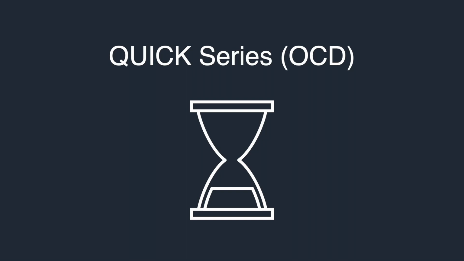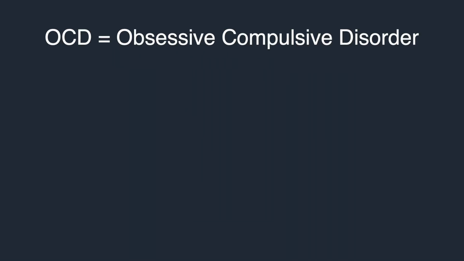Today's quick series will go over OCD with a focus on the DSM-5 criteria of OCD and our secondary focus looking at relevant clinical information of this disorder. Okay, so there are four main criteria within the DSM-5 that outlines OCD, which is obsessive compulsive disorder.